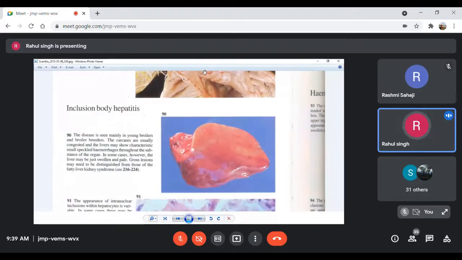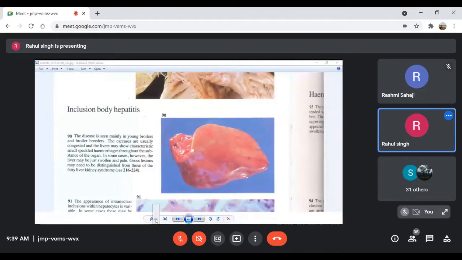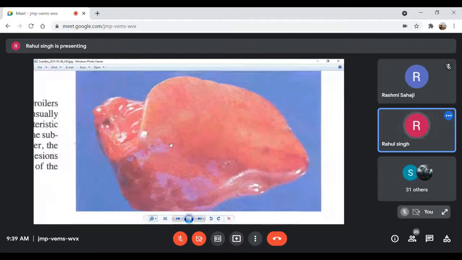Inclusion body hepatitis. Can you see this liver?